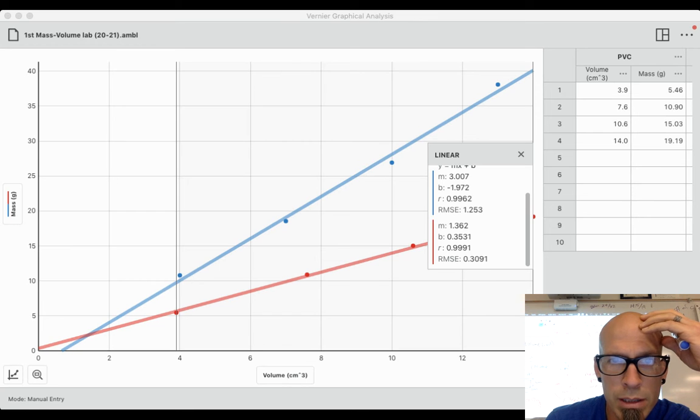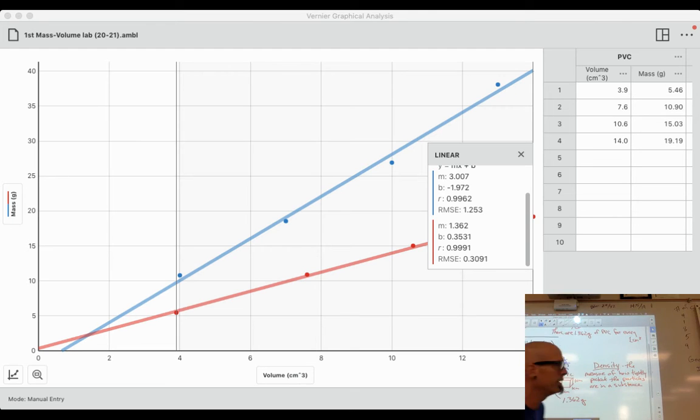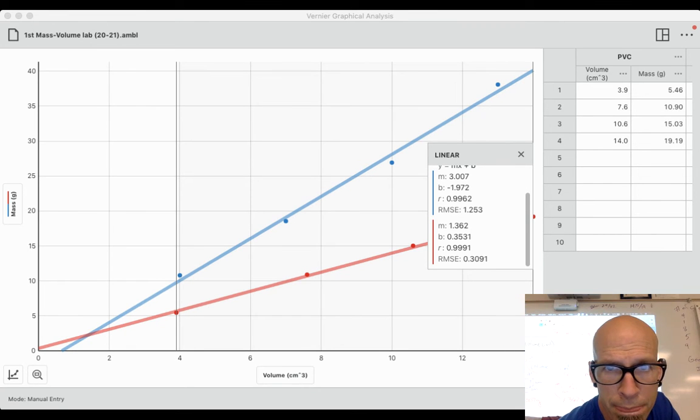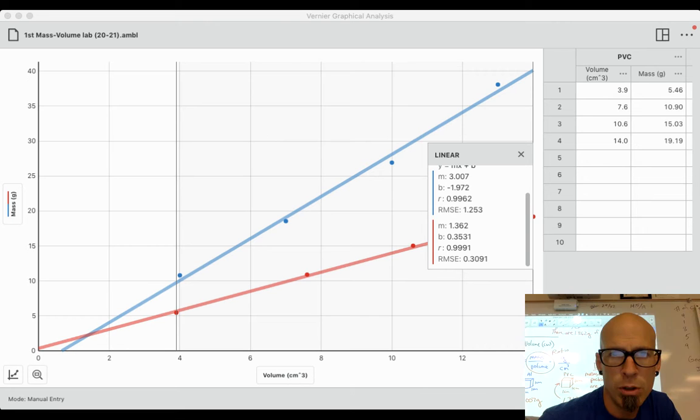Now I want you to look at this. How do you find the slope? It's the mass over the volume. It is the mass to volume ratio. This here is a ratio. That's a ratio. And it's the ratio of mass to volume. So that's the mathematical definition of density.